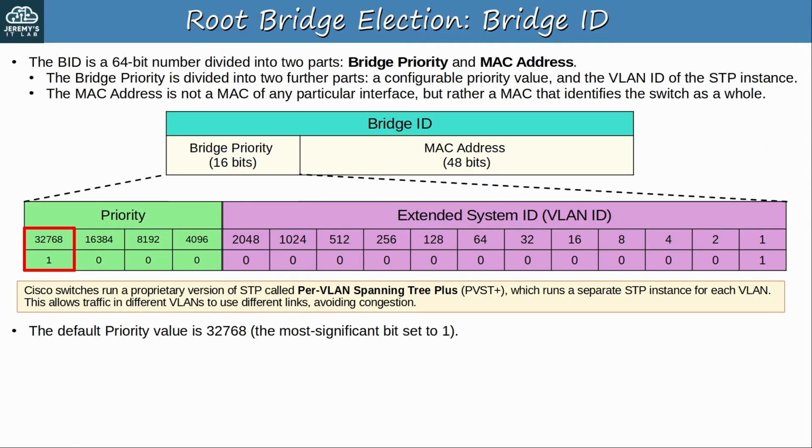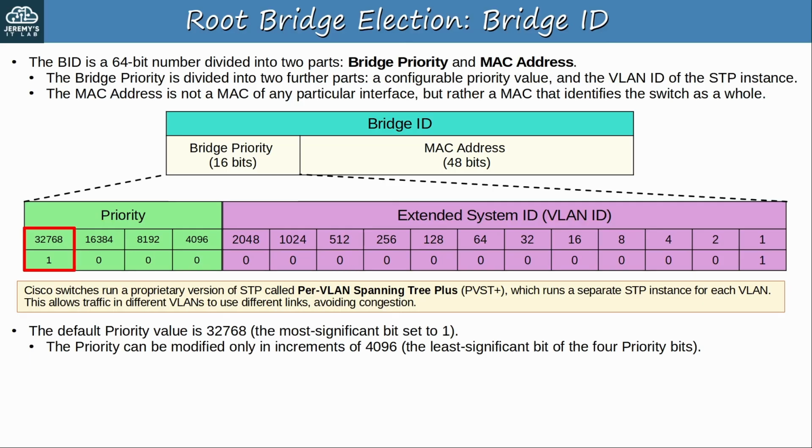Anyway, the default priority value is 32768, with the most significant bit of the priority field set to 1. Note that only the most significant 4 bits of the entire 16-bit bridge priority field can be configured. The other 12 are reserved for the VLAN ID. For that reason, the priority value can be modified only in increments of 4096, because that is the value of the least significant of the 4 bits.